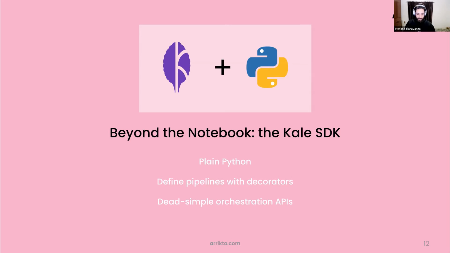So when we started to build the Kale SDK, our design principle was exactly this: to allow you to take your Python code as it is without having to change anything, and be able to orchestrate it by adding just a few lines of code.